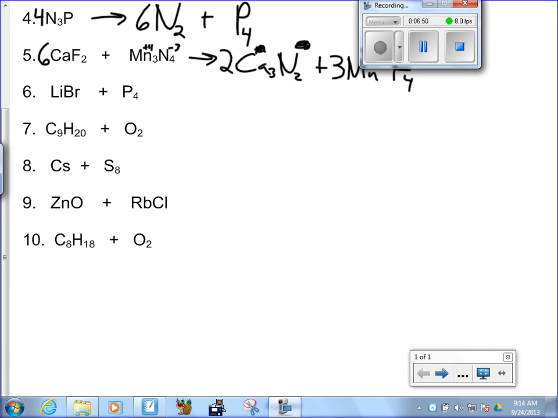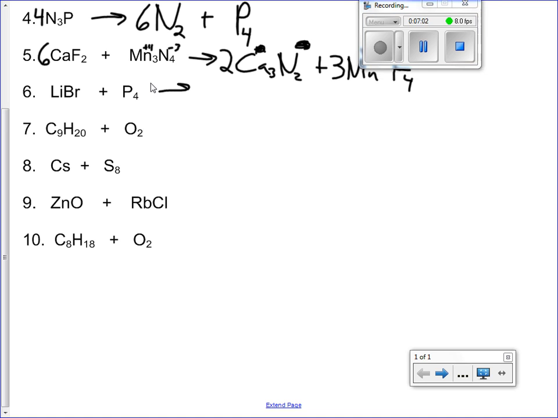So number 6, I've got lithium bromide reacting with phosphorus. What kind of reaction is that going to be? Single replacement. Again, I've got an ionic compound reacting with an element. This time the element is a nonmetal. So who is it going to replace? It's going to replace bromine, because bromine is the nonmetal in this ionic compound. That means lithium's new partner is phosphorus, and bromine will end up by itself.